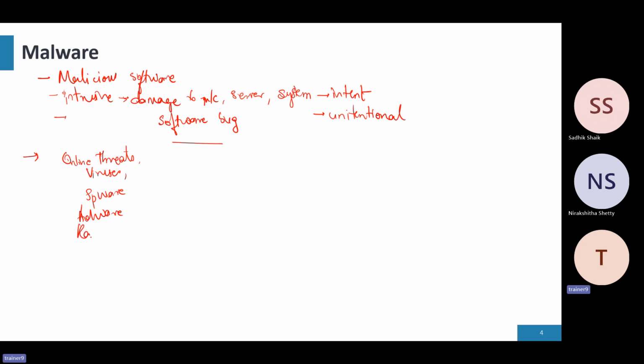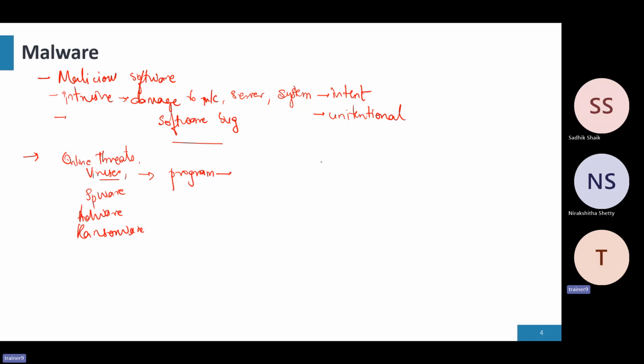Ransomware is an umbrella term under which different types and categories will be there, and virus is one type of malware specifically, right? For example, there is a specific component that we want to do. Let's say we are now creating a program that will not require any kind of human intervention.